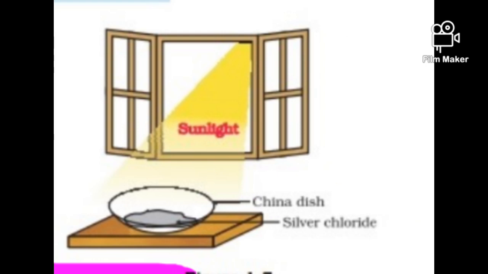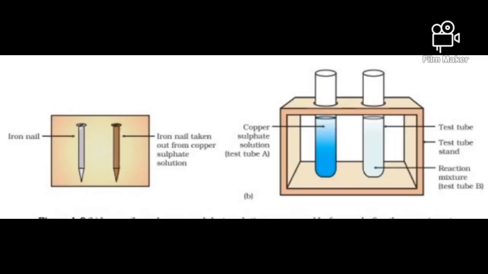You can be asked why silver chloride or silver bromide are stored in dark colored bottles. You will give this reason only: because they react instantly in the presence of light and break down into silver and chlorine, or silver and bromine. So this is the photolytic decomposition.